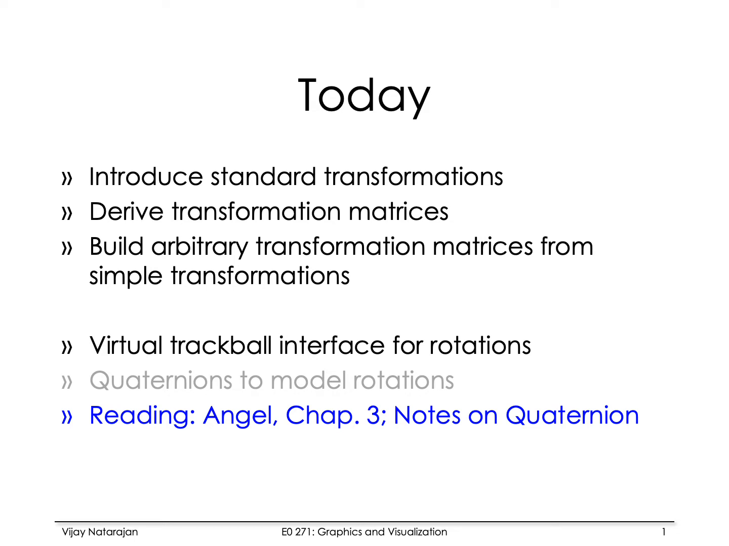And then we will see how to use these simple transformations to build more sophisticated arbitrary transformations and the corresponding matrices. So finally, I will talk about a trackball interface that is quite useful to specify rotations. The slides also have material on quaternions that are used to model rotations. So this is for self-reading. The reading for this particular lecture is chapter 3 from Angel, and I also have notes on the quaternion that will be available on the Microsoft Teams.